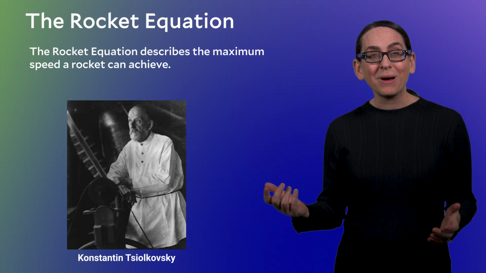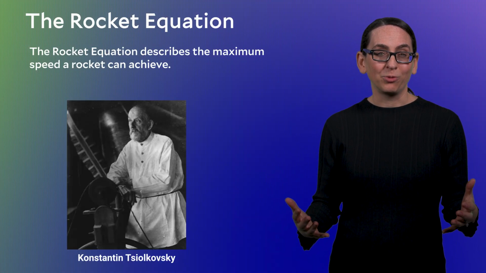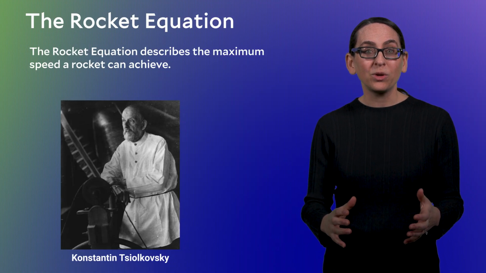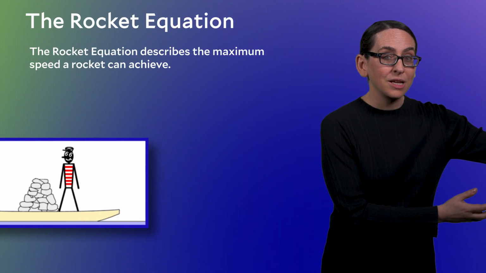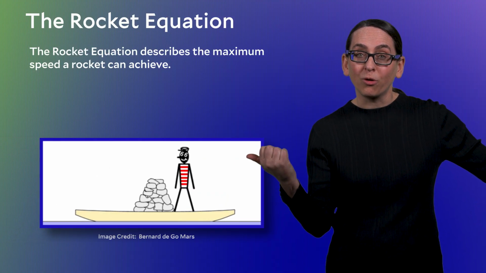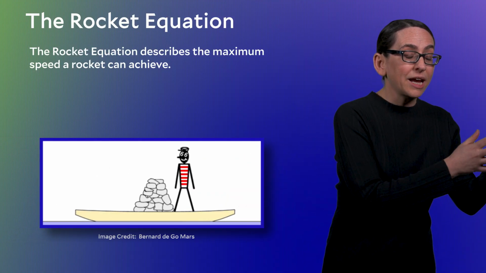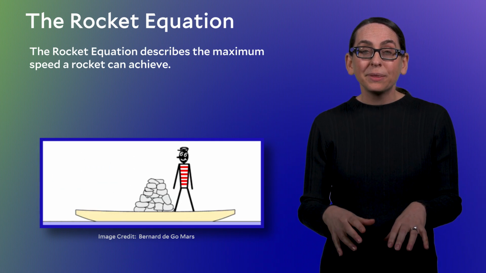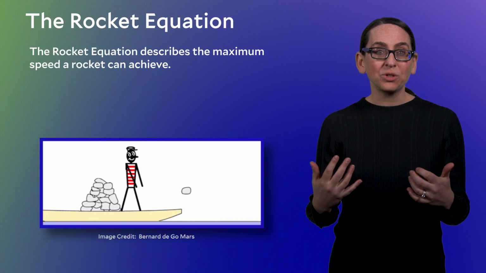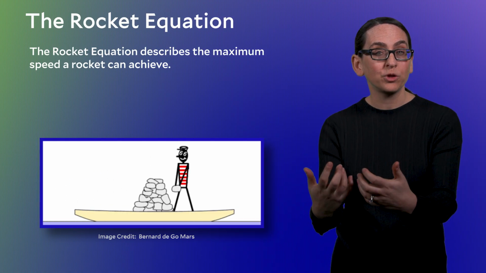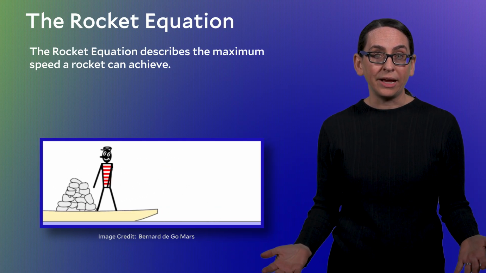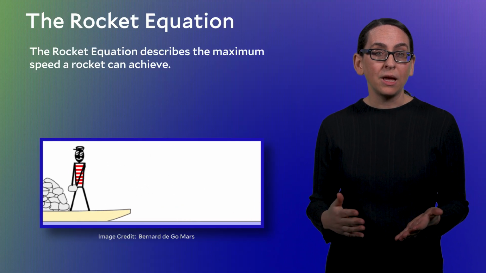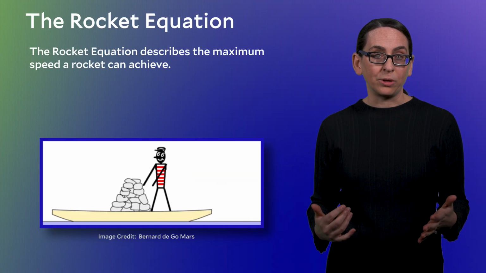Tsiolkovsky was inspired by the idea of a boat filled with rocks. So the idea is that if you're on a boat and you want to get moving, you can throw off one of those rocks in the opposite direction and your boat will go forward. And if you throw off a second rock, you'll actually move even faster because your boat is a little bit lighter now. This is similar to rockets. So as the rocket burns its propellants, it moves forward, but at the same time, it's also getting lighter. The rocket equation describes this change in velocity, speed, before and after the rocket fuel is burned.